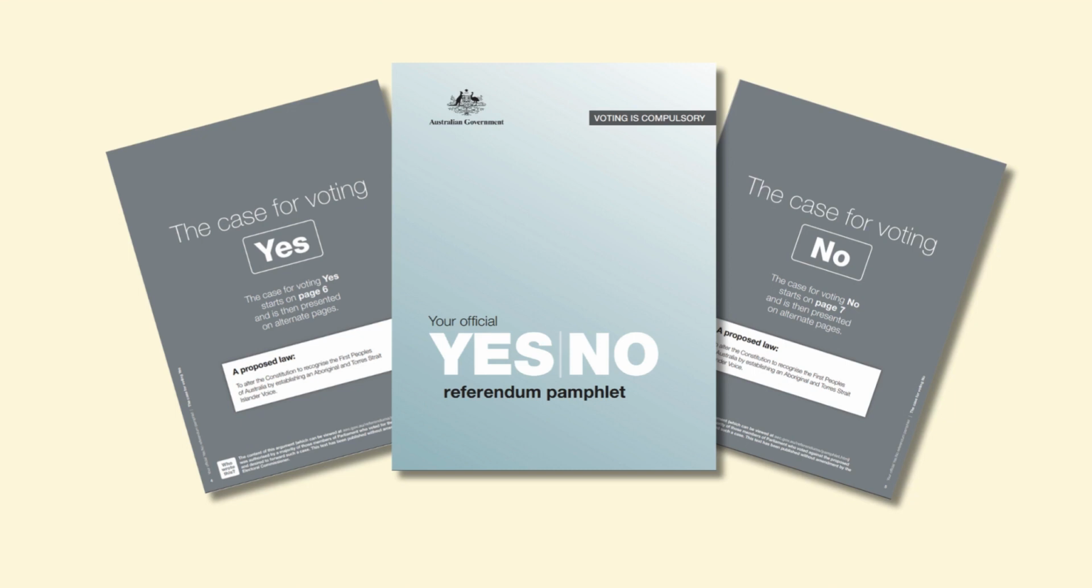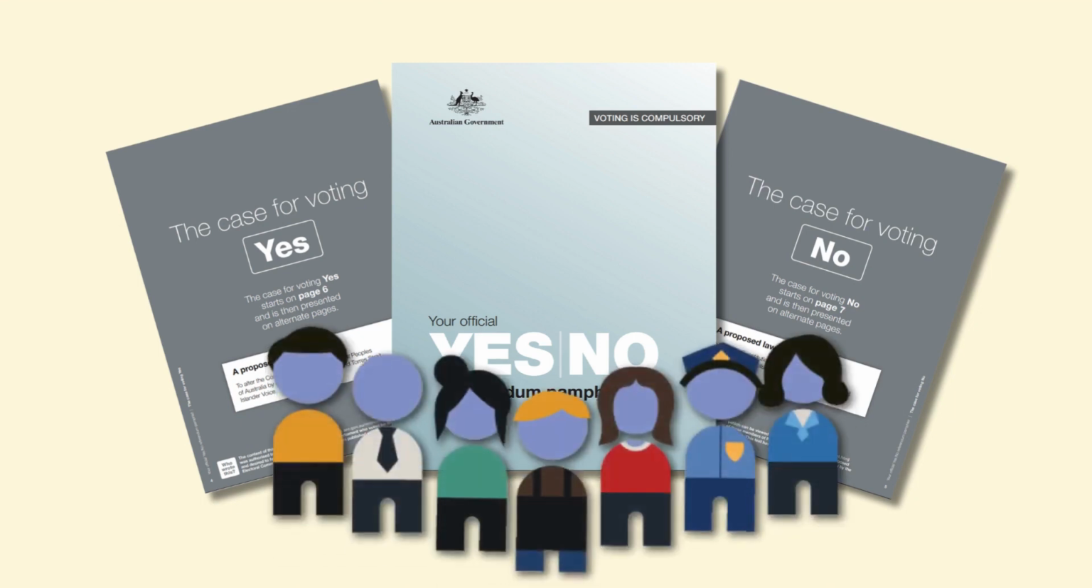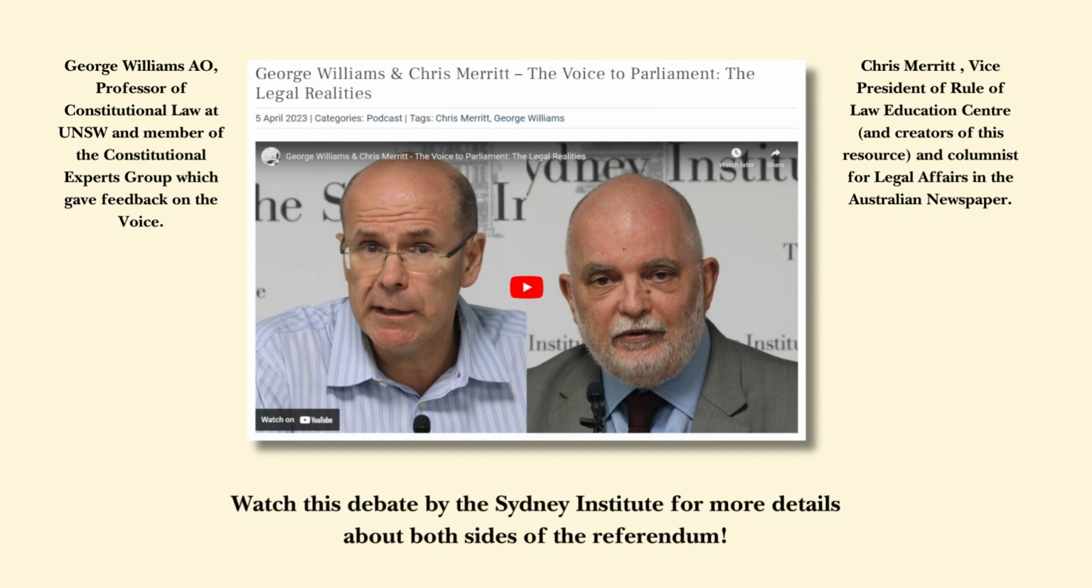As outlined in the Australian Government's official Yes/No pamphlet, there are arguments on both sides of the debate for voting yes or no. Voting is compulsory, and no one is forced to vote a particular way. It is up to each individual Australian to make an informed decision about whether they wish to make this change to the Australian Constitution. This video will look at the debate from a constitutional point of view. There has been significant disagreement among legal experts regarding the legal implications about the reach and powers of the Voice.